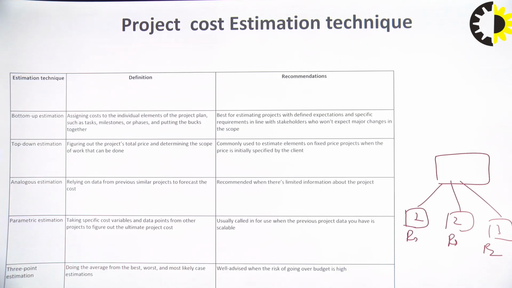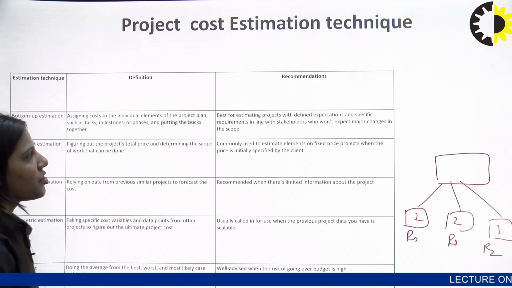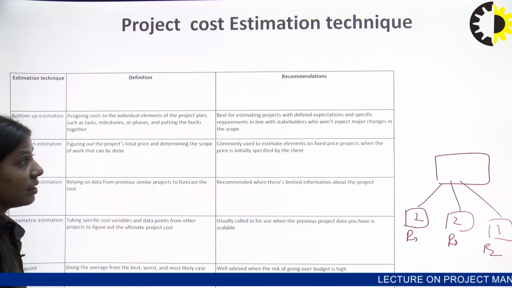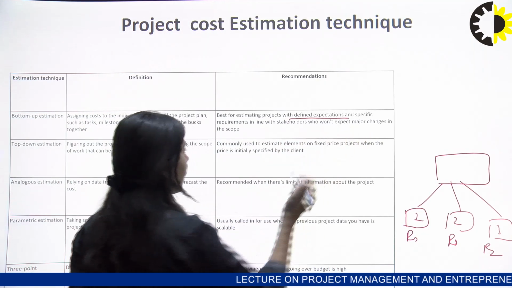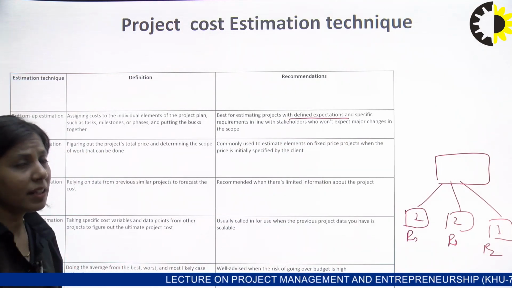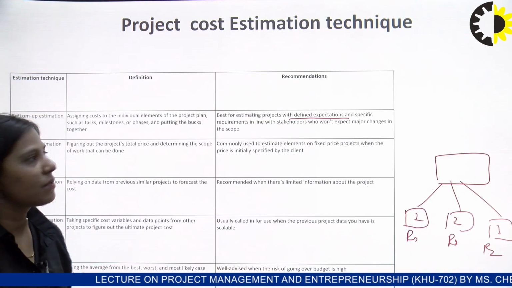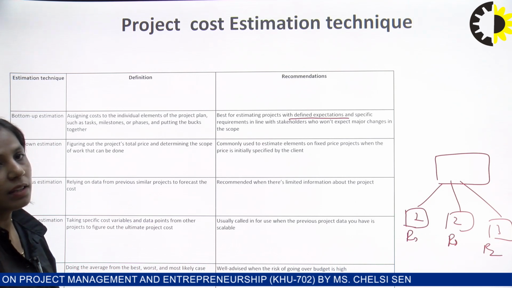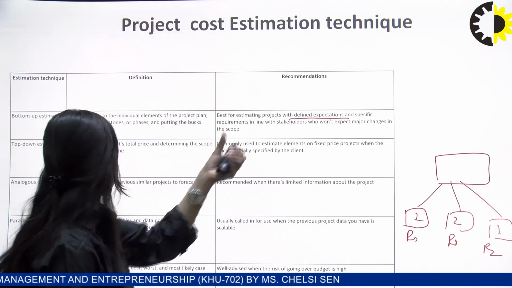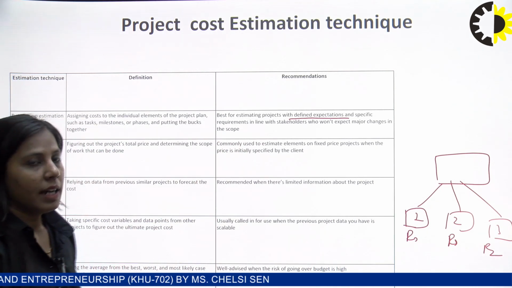Now talking about the recommendations, when we require defined expectations, and the requirements are in line, meaning major changes are not required to the scope, that's why we require the bottom up estimation.